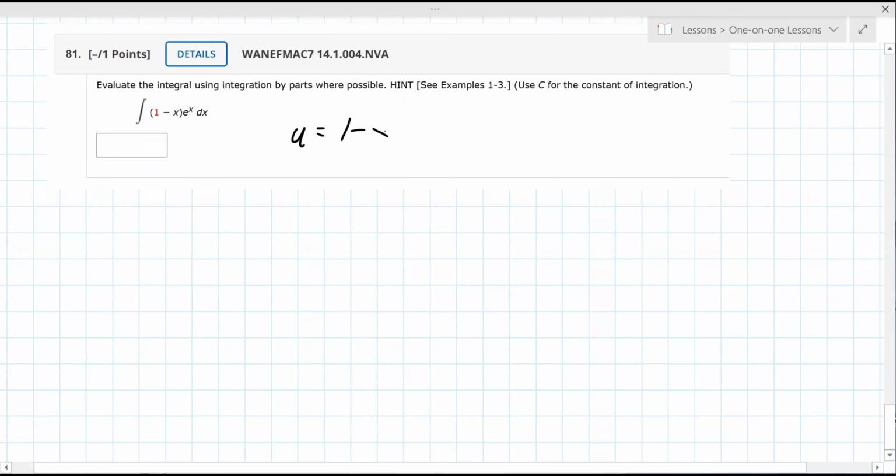So here again, u is going to be 1 minus x, and dv is e to the x dx. So on the left here, du is minus dx, or minus 1 dx. On the right, v equals e to the x. When you integrate e to the x, you get itself. You take the derivative of e to the x, you get itself.